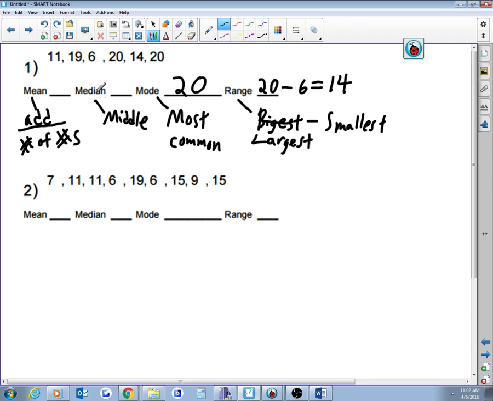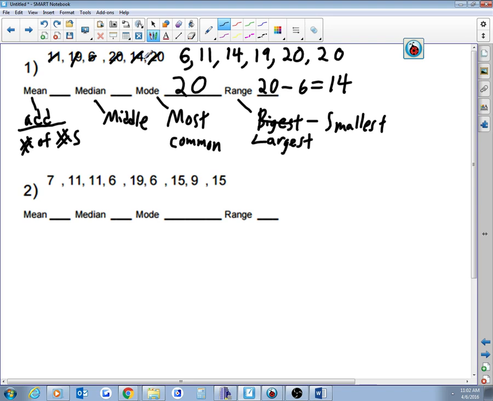Alright, so to find the median, we're going to have to put these in order first. So I'm going to rewrite these in order. I've got 6 is the smallest, and I'm going to cross them out as I go, so I know that I marked it. 6, the next highest is 11, then we've got 14, 19, and then we have two 20s, 20, 20.